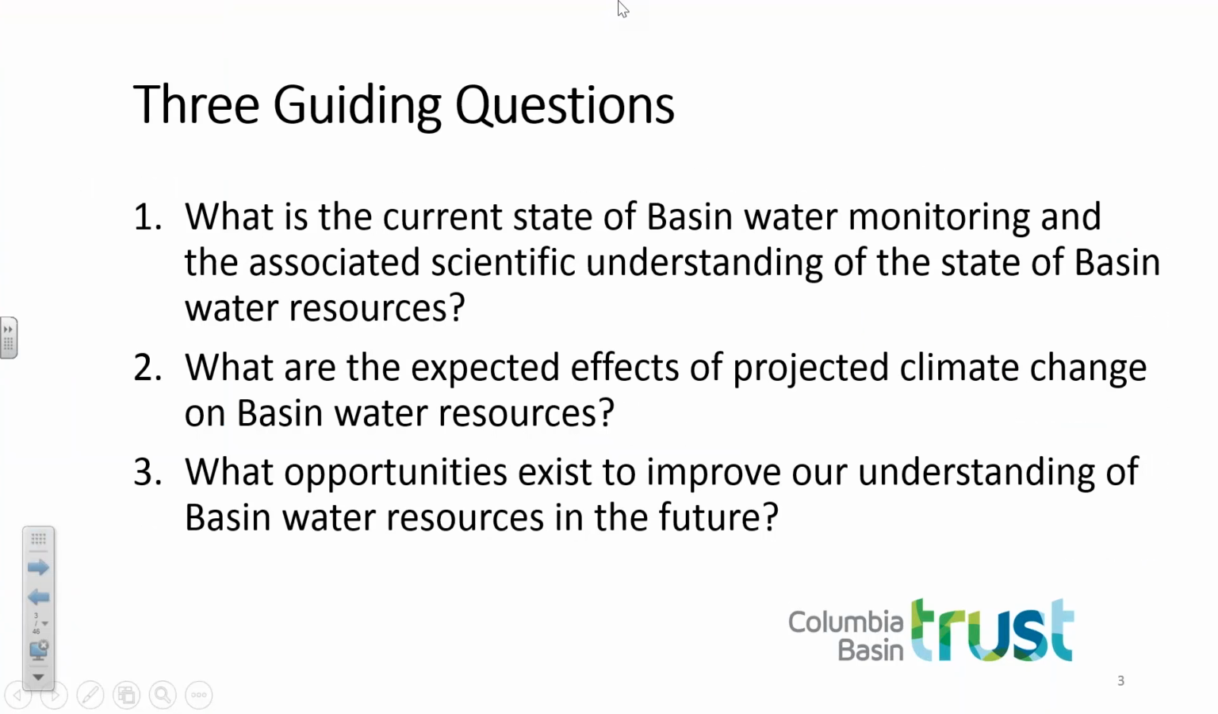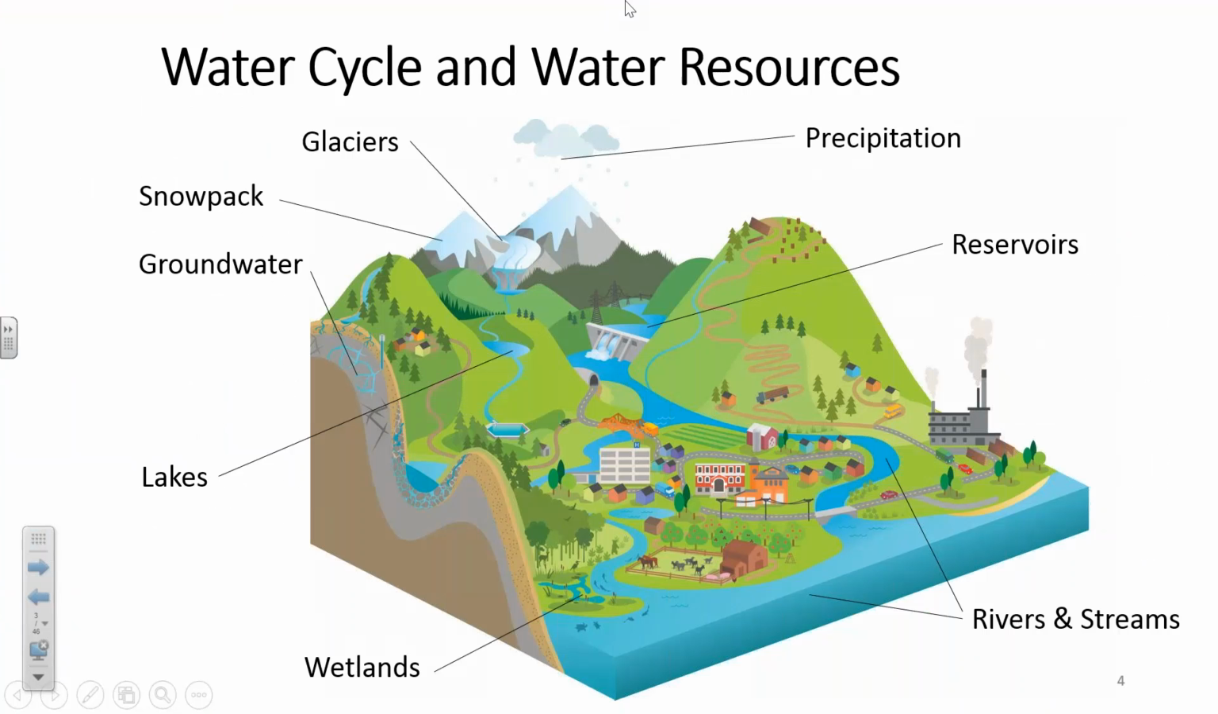Okay, the report and this presentation are guided by these 3 questions. And I just want to read them out so that we're all on the same page. The first one is, what is the current state of basin water monitoring and the associated scientific understanding of the state of basin water resources? So it's essentially, what is there?